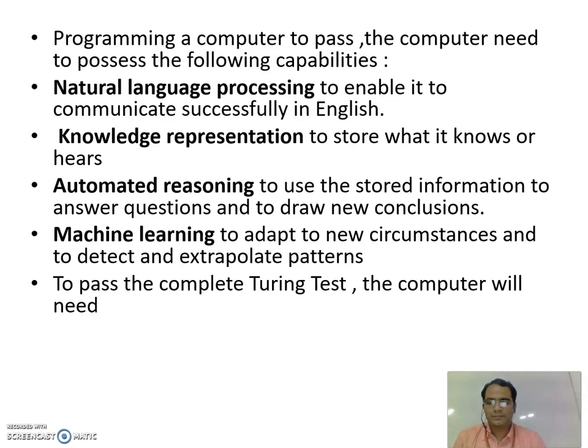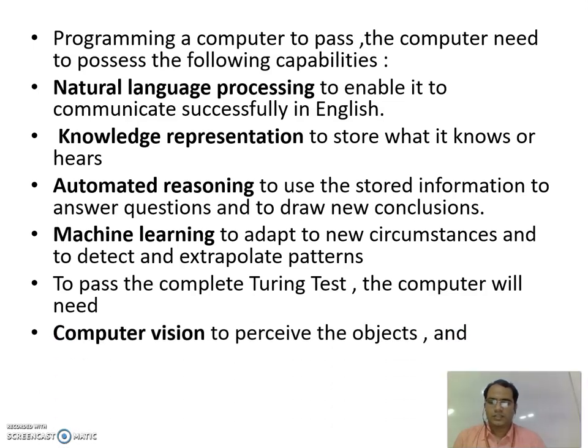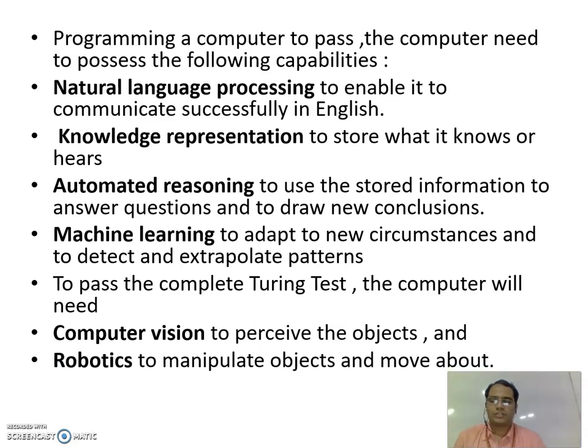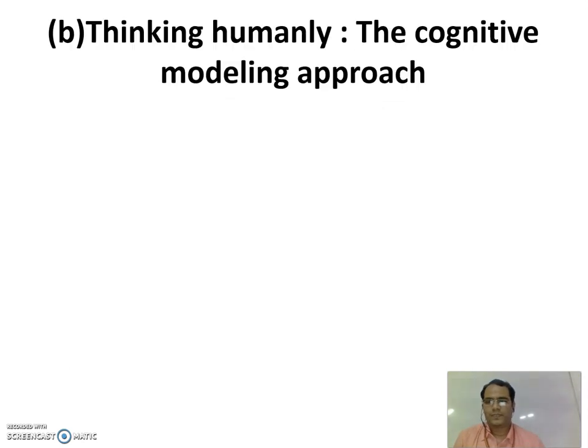To pass the complete Turing test, the computer will need not only these things, but it may also need computer vision, because sometimes I may pass an object and it should be able to identify the object and give me some answer. It also needs some robotics, to manipulate the objects and move about. When I give something, it has to take it, or when it gives, it should be able to return something to me. So robotics is required.